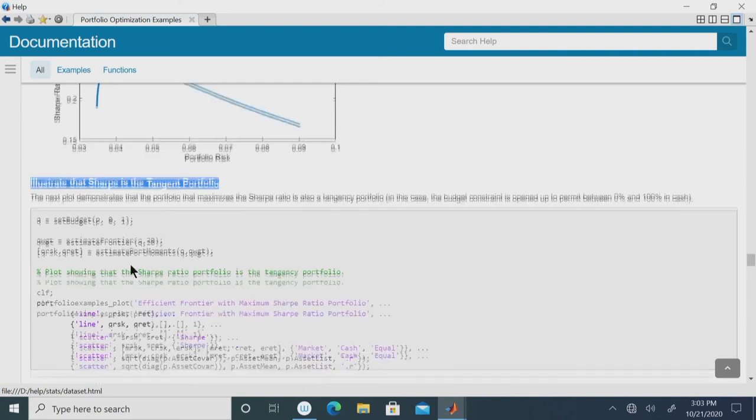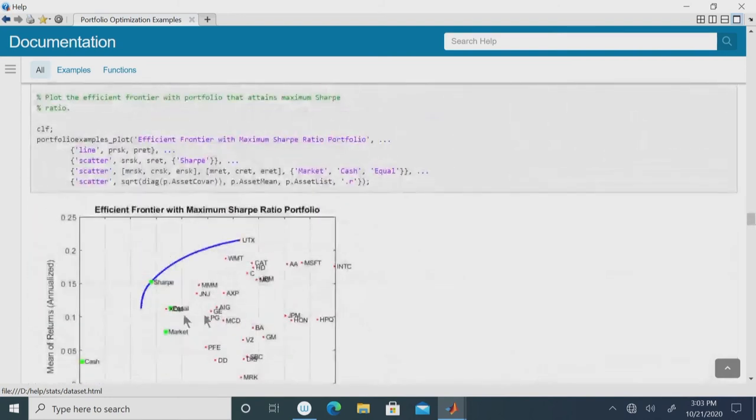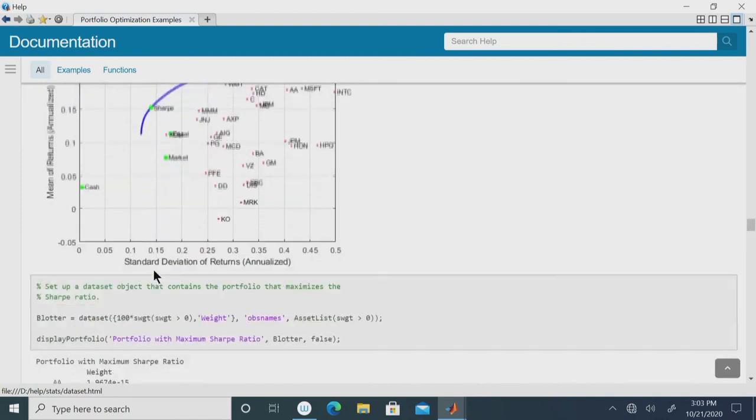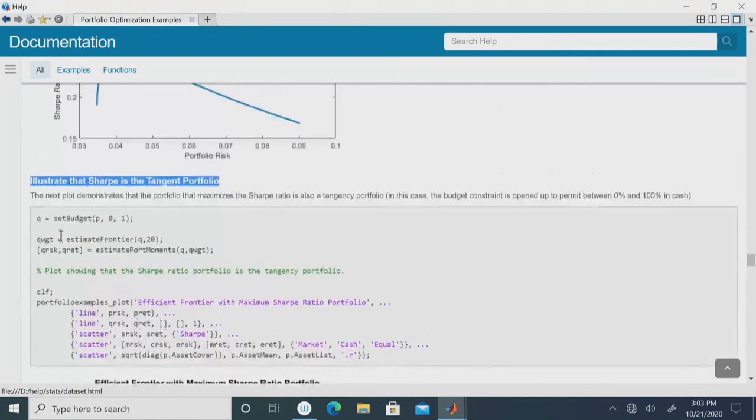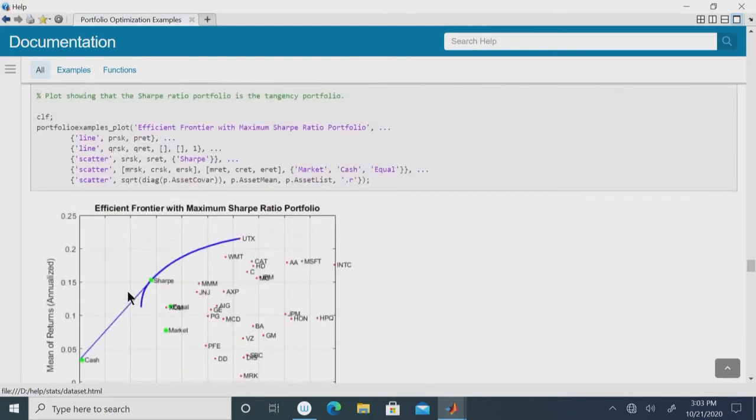So, accordingly we look at this previous figure, and to it we will now add the tangent line. In order to do that, we set the budget where the risk free investment can be from 0 all the way to 100%. We have estimated the efficient frontier for this. Remember that we have the scatter plots of the individual assets, and MRSK, CRSK, ERSK correspond to the market, cash and equal weights portfolio.